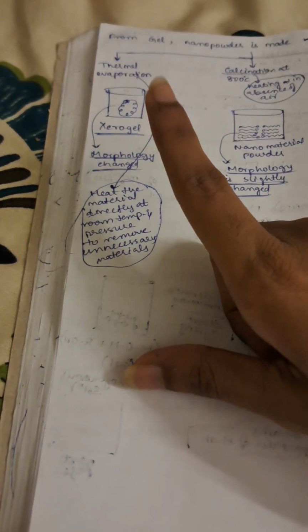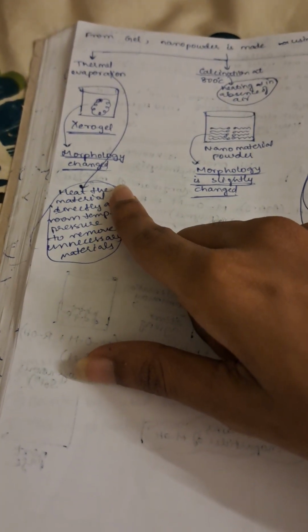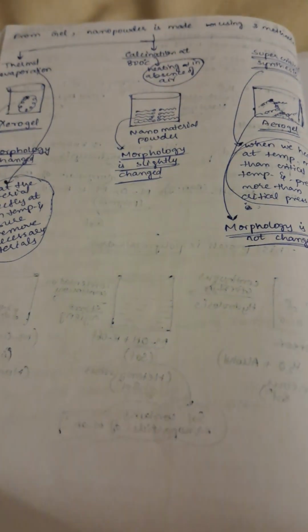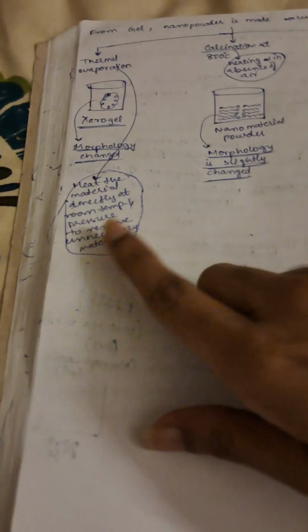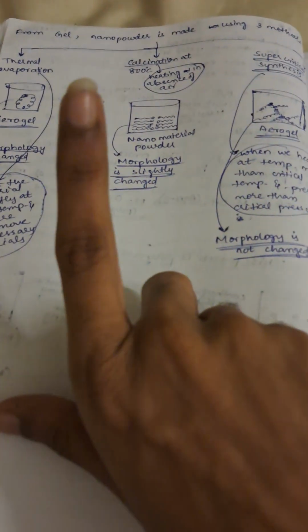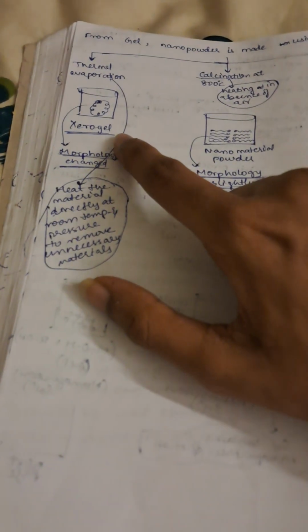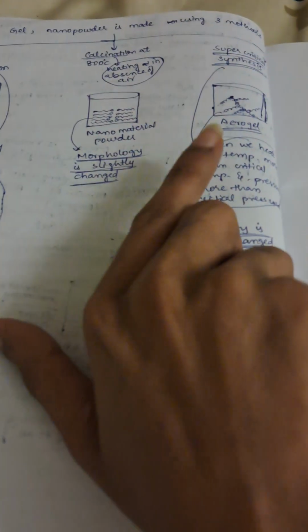To summarize: thermal evaporation is heating at room temperature and room pressure. Calcination is heating at 800 degrees Celsius but in absence of air. In supercritical synthesis, you will heat at temperature greater than critical temperature and pressure more than critical pressure. Morphology is completely changed in the first, slightly changed in the second, and not changed in the third. These are known as xerogel, nanomaterial powder, and aerogel.